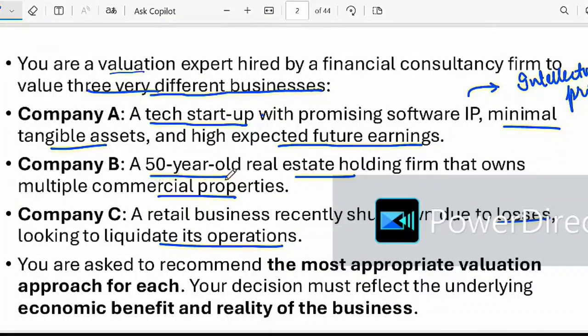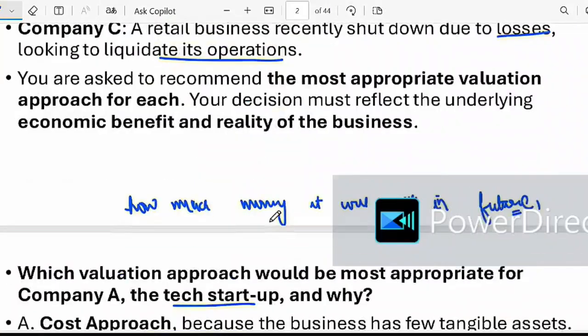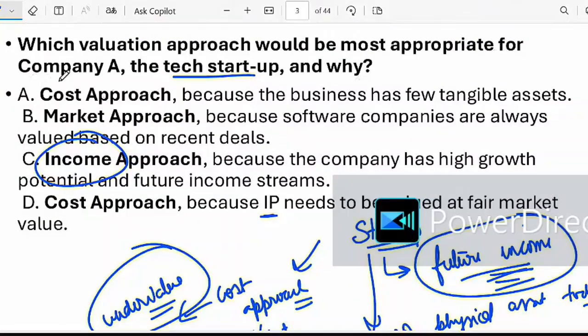Company B is a 50-year-old real estate business that owns multiple commercial properties. And Company C is a retail business that shut down due to losses, looking to liquidate its operations. So these are the conditions of the three companies. Now the question was which valuation approach would be most appropriate for Company A, the tech startup. Option A: cost approach because the business has few tangible assets. Option B: market approach because software companies are always valued based on recent deals. Option C: income approach because the company has high growth potential and a future income stream. Option D: cost approach because the IP, that is intellectual property, needs to be valued at fair market value.